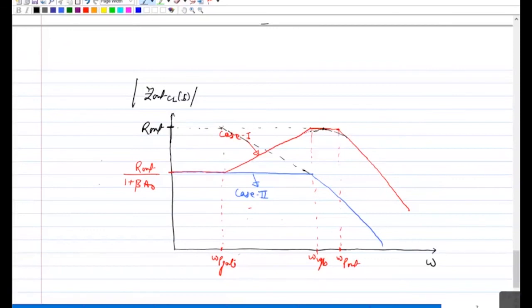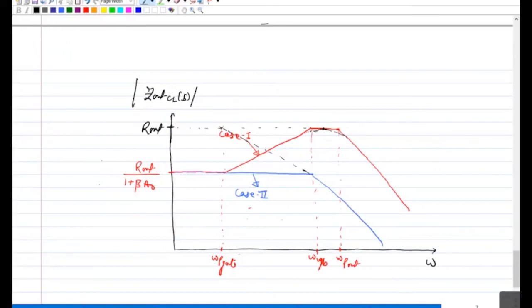I'm asking how much separation you will get in the R out. So R out divided by how much? I mean, UGB is how much? 1 plus beta A naught times omega p gate, correct? So if you have a first order roll off at UGB, your R out will be nothing but R out divided by loop gain. And that's what you have written here, R out over 1 plus beta A naught in the closed loop, correct?